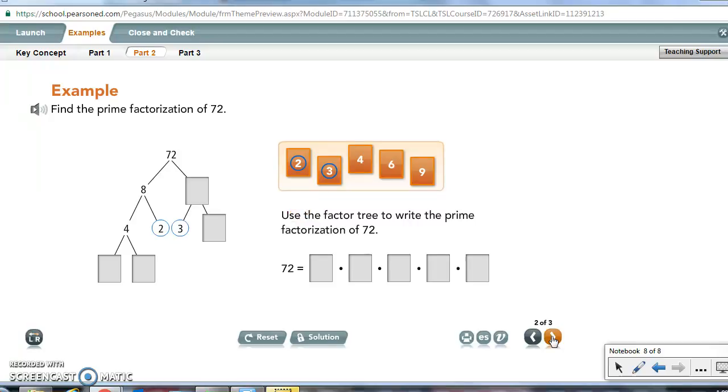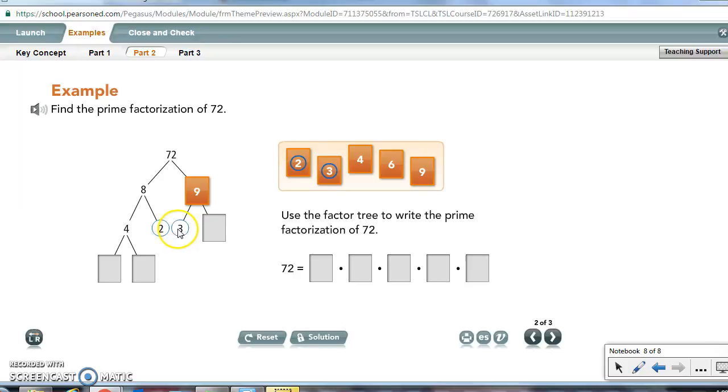All right. Find the prime factorization of 72. So 8 times what number is 72? Well, I know 6 times 8 is 48. 6 times 9 is 54. See then that they said, okay, well, 4 times 2 is 8. 2 is prime. They circled 2.